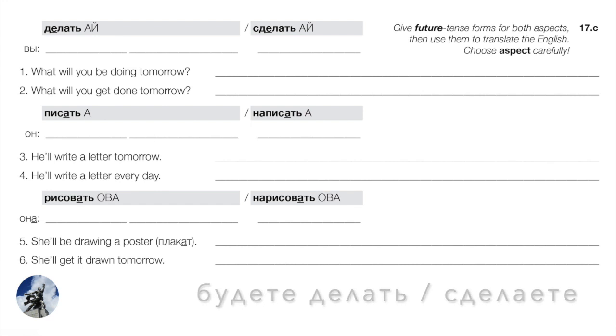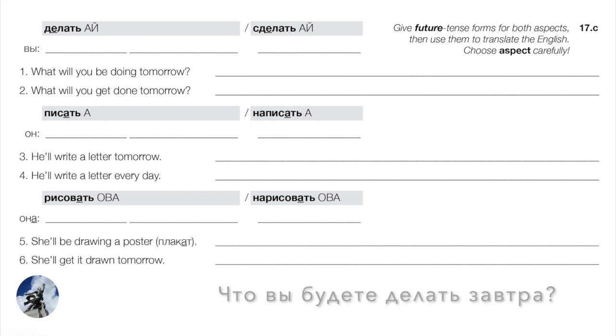Okay, so let's translate these English sentences based on that distinction. What will you be doing tomorrow? Or maybe in more colloquial English, what'll you be up to tomorrow? That's asking not about some result, but just about the activity. How will you spend your day? So what aspect would we choose? Imperfective. So we'd ask something like, что вы будете делать завтра?